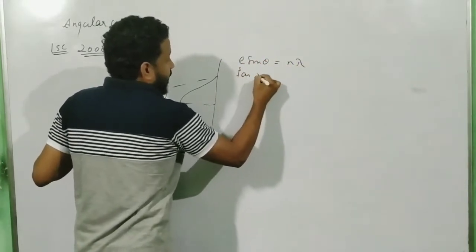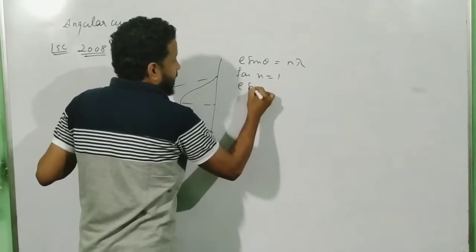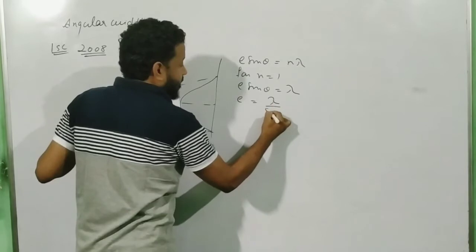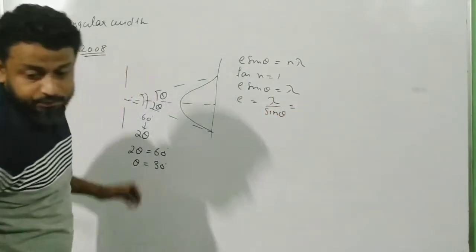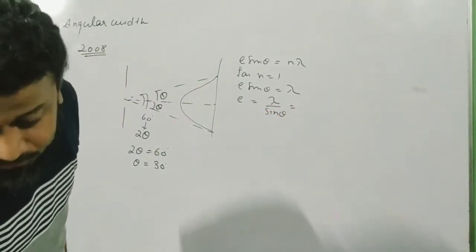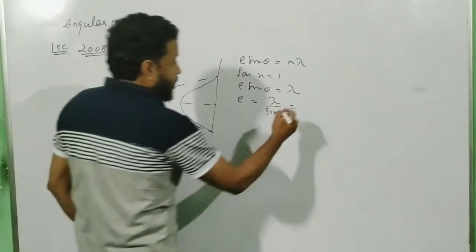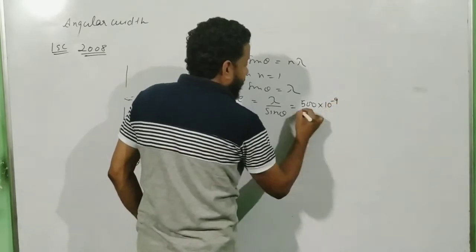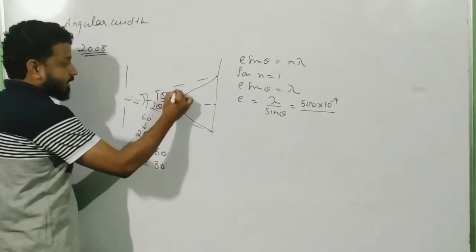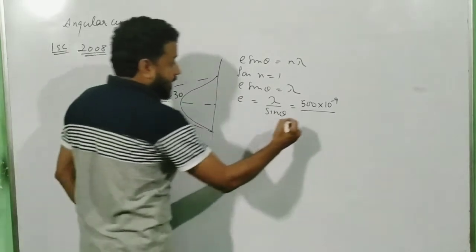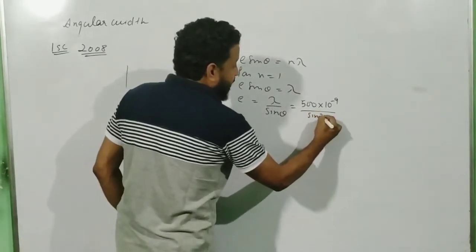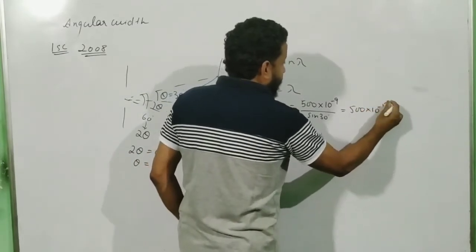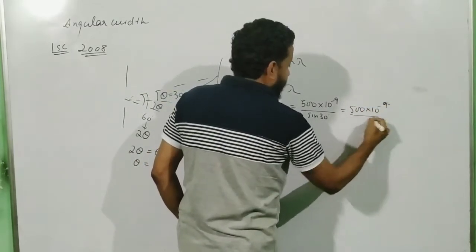For n equals 1, a sin theta equals lambda, and a will be equal to lambda divided by sin theta. Lambda is given in the question as 500 nanometer, so you write 500 into 10 power minus 9, divided by sin theta. Theta is 30 degree as found over here, and sin 30 is half. So you get 500 into 10 power minus 9 divided by 1 by 2.